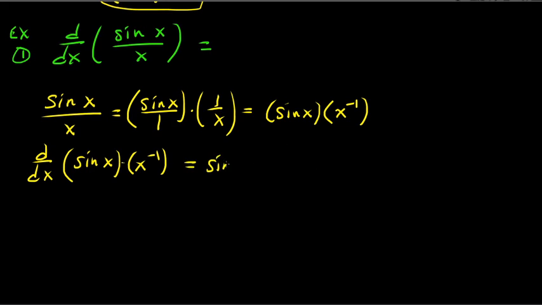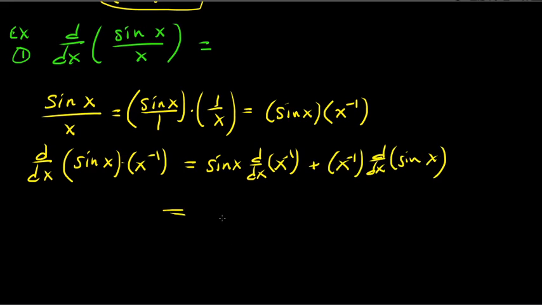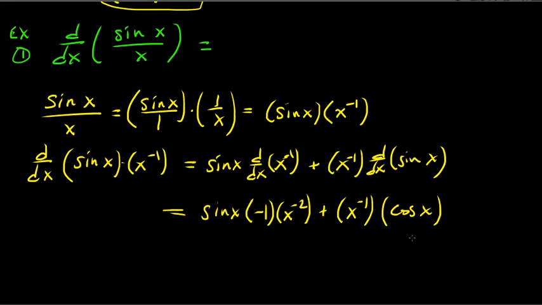Right? First times the derivative of the second plus second times the derivative of the first. Okay. And what's the derivative of x to the negative 1? Well, it's negative 1 times x to the negative 2. Plus, and then we have x to the negative 1, and the derivative of sine is cosine, right? Ooh, I'm running out of space. Let me see if I can squeeze it in here, right?